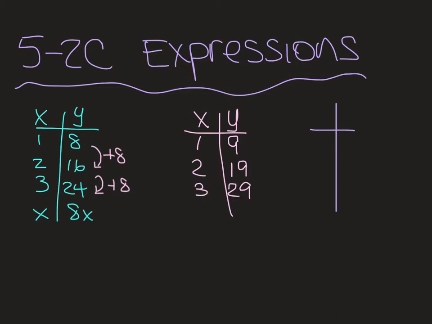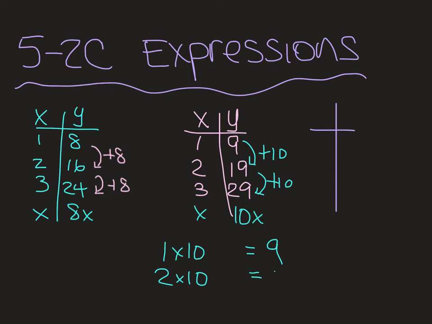So we're going to say, how much is it going up? It went up by 10. How much is it going up? It also went up by 10. So that means the rule is going to start off as a multiply by 10. How do I go from 1 times 10 to getting an answer of 9? How do I go from 2 times 10 to getting an answer of 19? How do I go from 3 times 10 to getting an answer of 29?